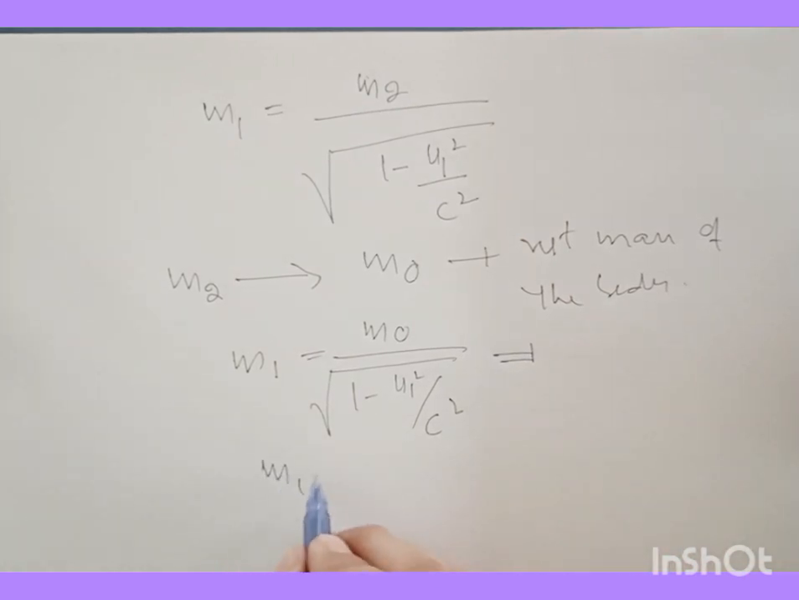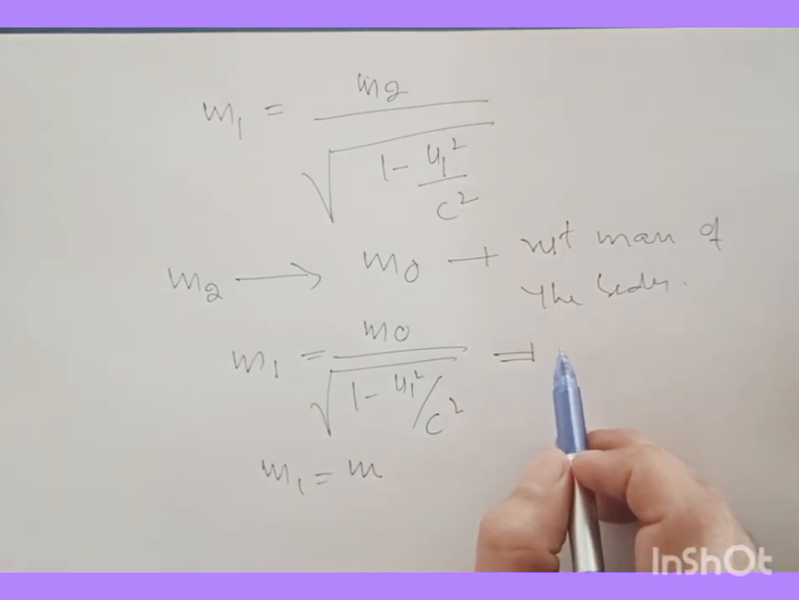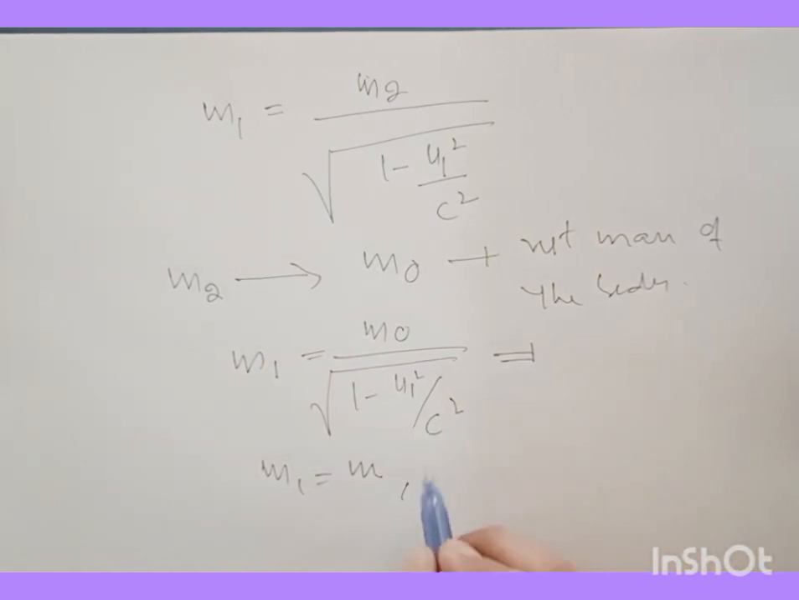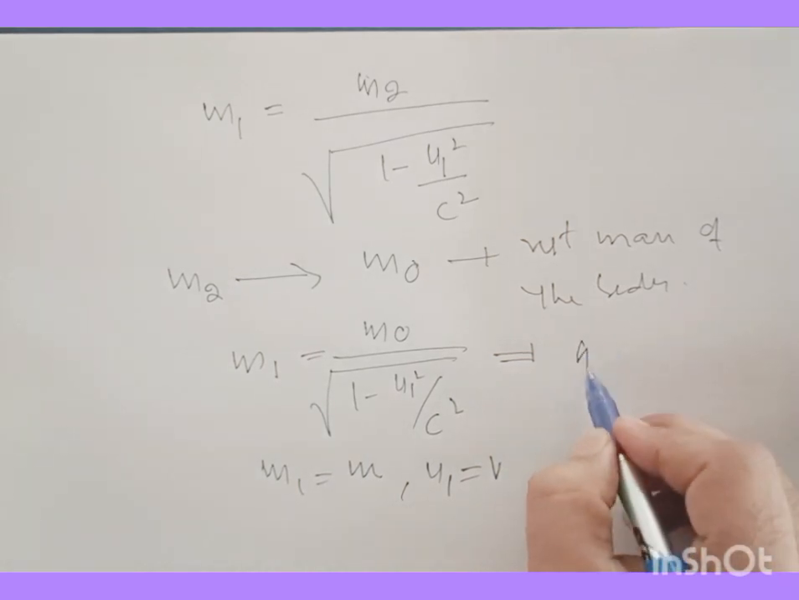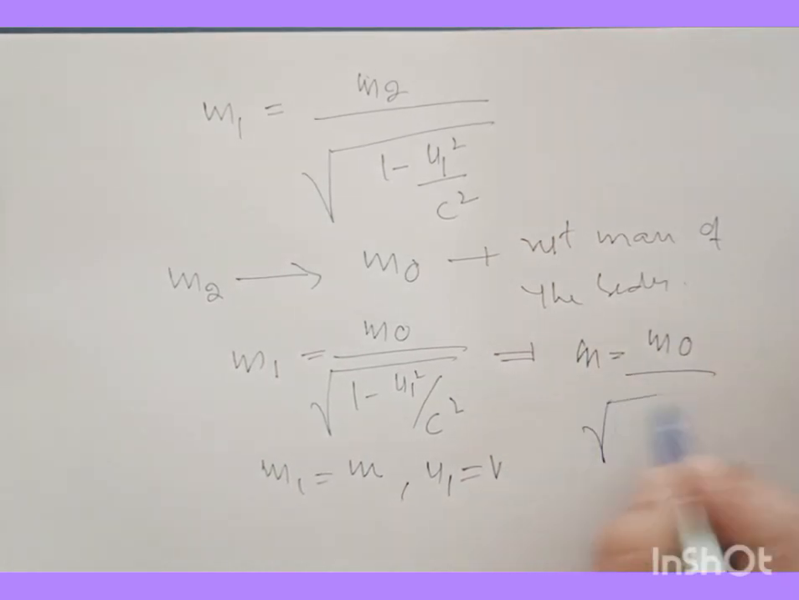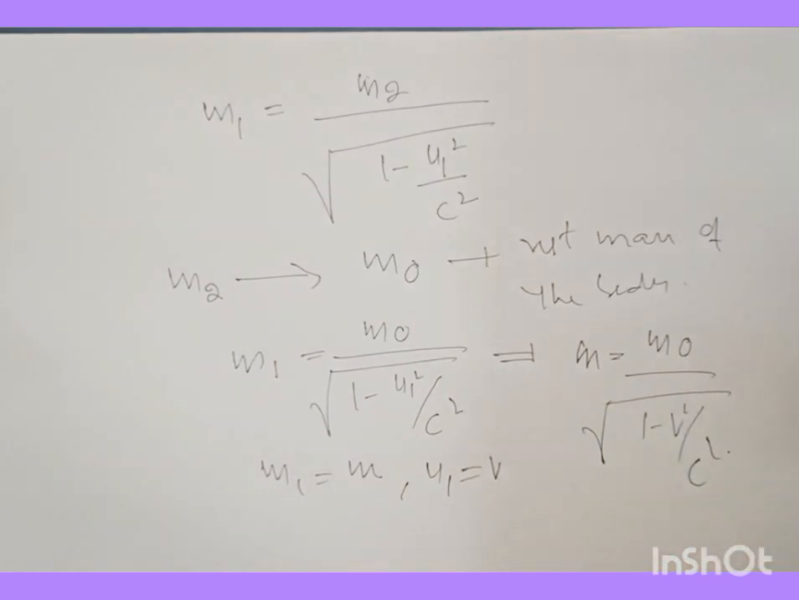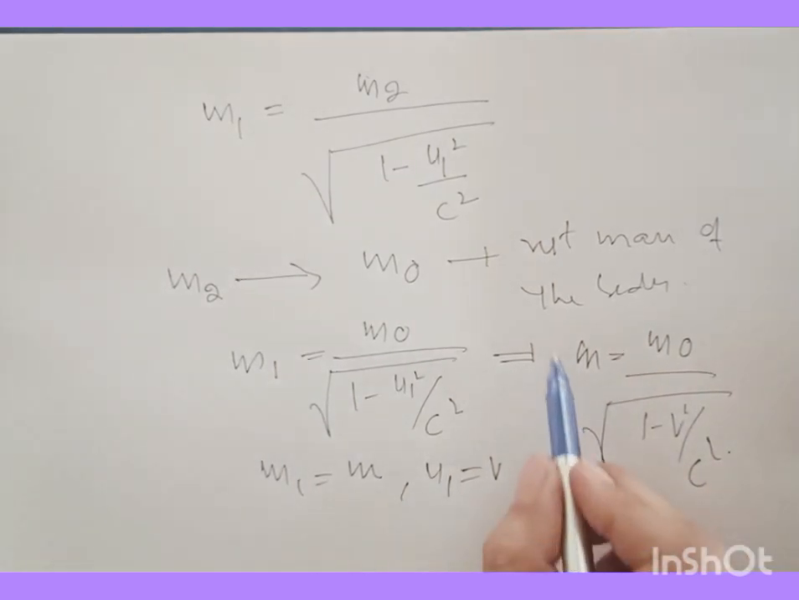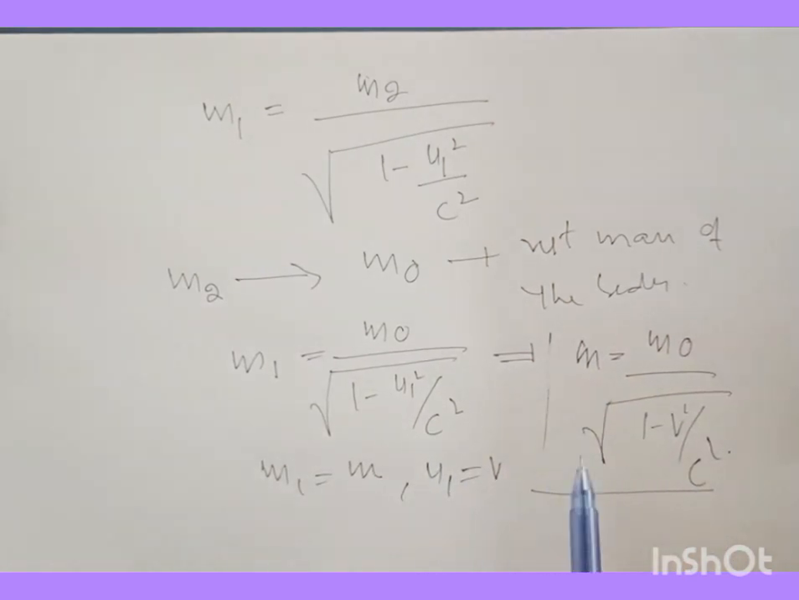So if I take this m1 as m, a body moving in a frame of reference and having some velocity in that frame of reference, then this u1, its velocity, is v. What I am going to get is m is equal to m0 by under root of 1 minus v square by c square. So this equation basically shows how the mass of the body varies with the velocity of the body. Now for ordinary velocities where we have v very, very less than c, this equation will boil down to m is equal to m0.